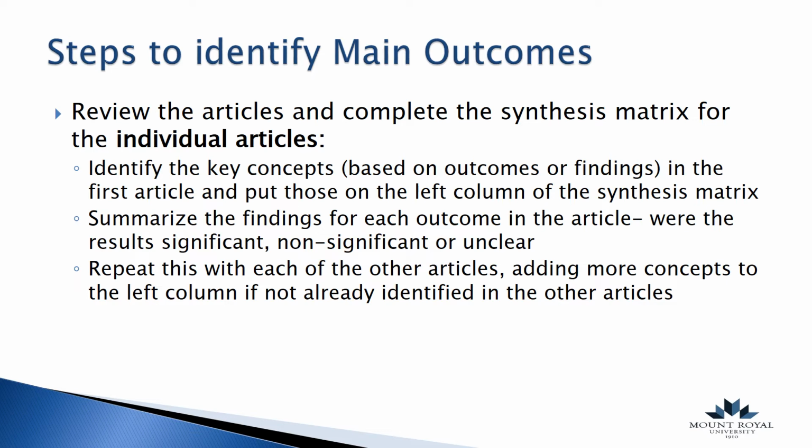Asking yourself, were the results significant? Were they non-significant? Was there any other interesting findings that they discovered that maybe they didn't initially set out to? Are their findings unclear? And you're going to repeat this process for each of the other articles, adding more concepts to the left column if they aren't already there.